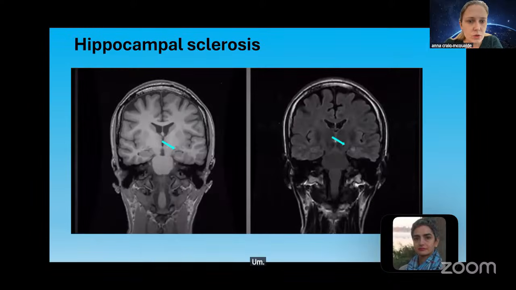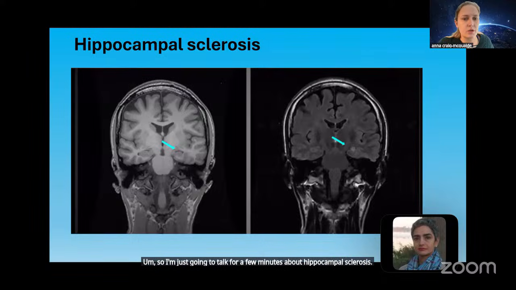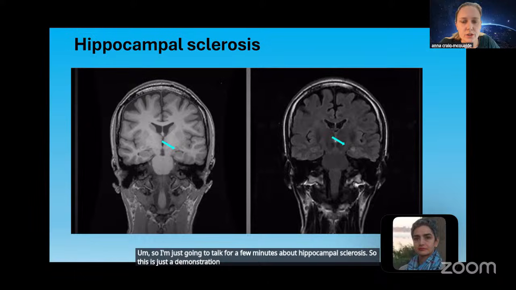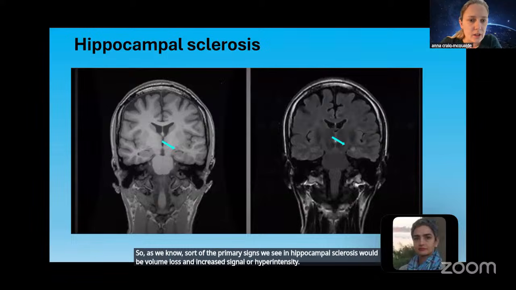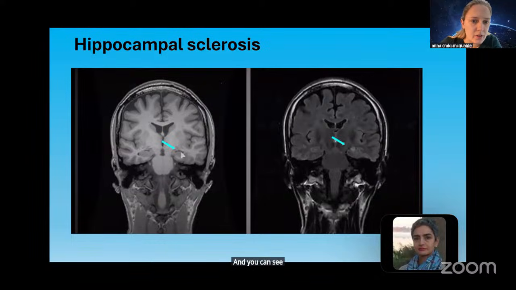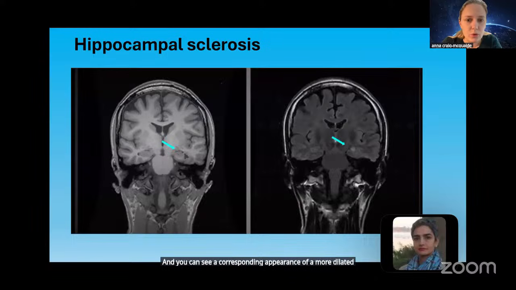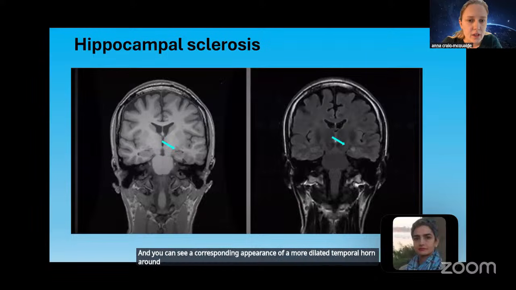So I'm just going to talk for a few minutes about hippocampal sclerosis. This is just a demonstration on coronal T2 and FLAIR of hippocampal sclerosis. As we know, the primary signs we see in hippocampal sclerosis would be volume loss and increased signal or hyperintensity. And you can see a corresponding appearance of a more dilated temporal horn around that atrophy.